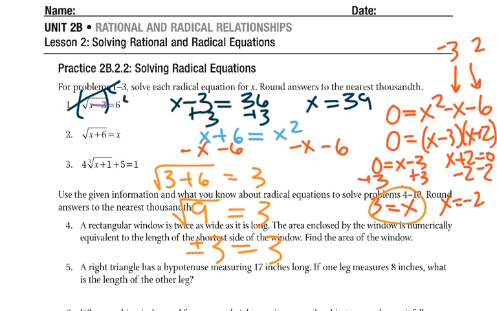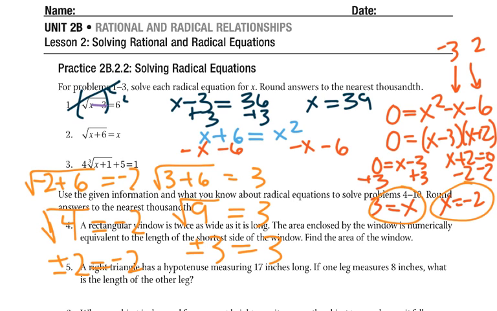Then we try it with negative 2. Negative 2 plus 6 is 4. The square root of 4 is positive or negative 2. So technically that one will work, because when you square root something, you could have the positive or the negative version of it. So yeah, that one would work as well.